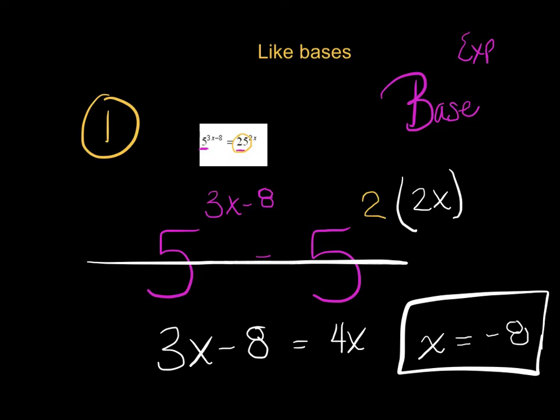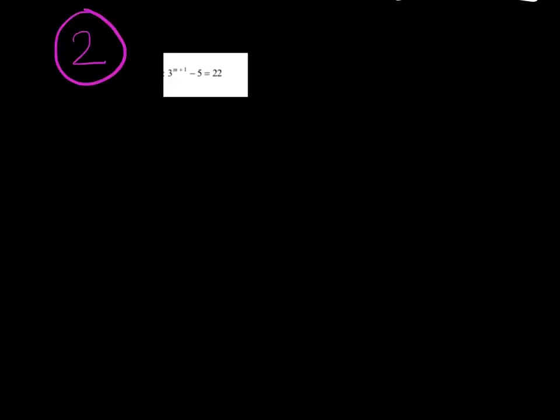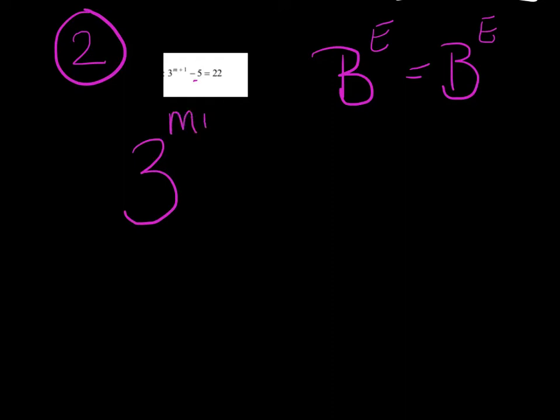Let me throw some ugly ones at you. Here's our first ugly one. 3 to the n plus 1 minus 5 equals 22. Now, you can't just go around getting like bases until you have two base and exponents equal to each other. So I can't have this 5 lingering around. So my first move is to add that 5 over. So I get 3 to the n plus 1 equals 27.